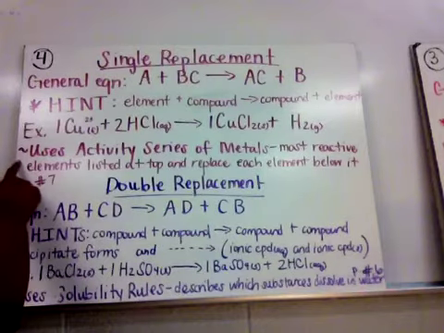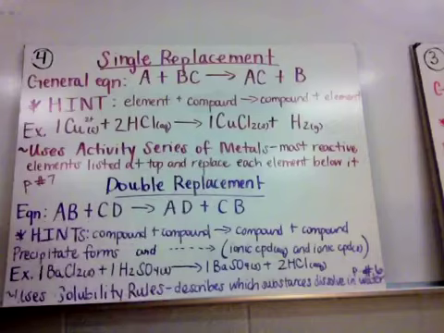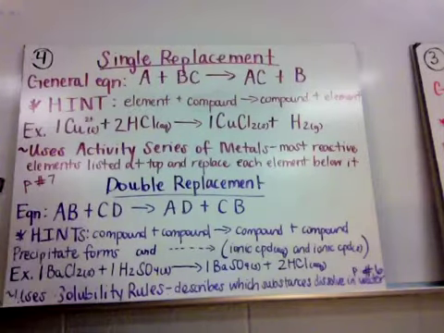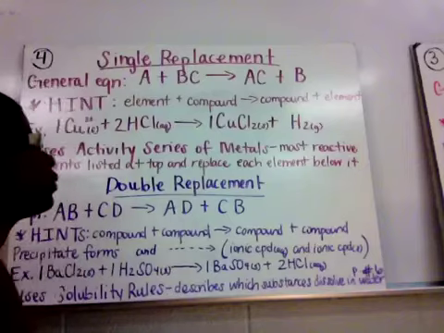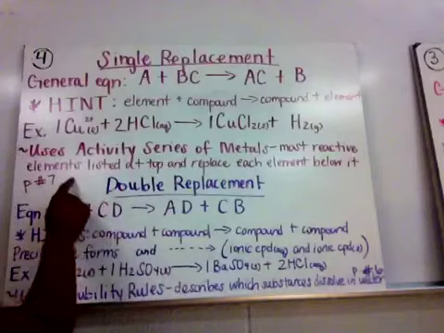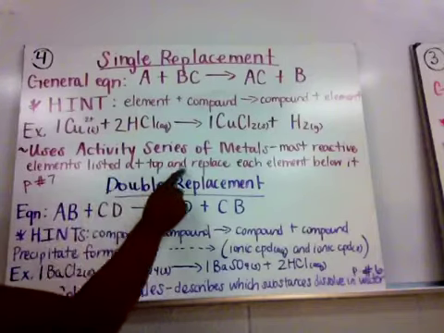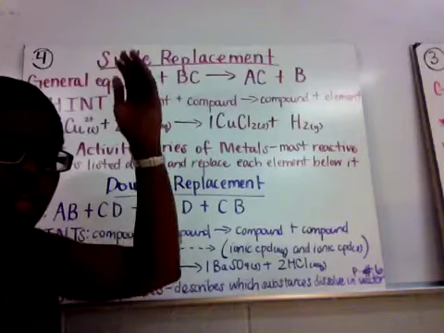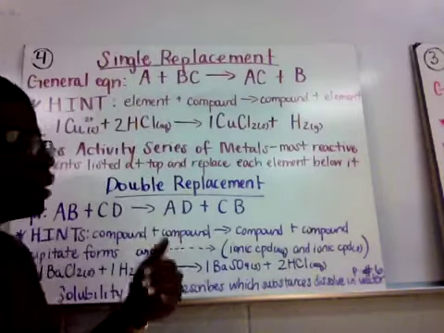Single replacement reactions use what we call the activity series of metals. It's page number 7 on your reference table. You will get an opportunity to use your reference table. So the chart allows you to see the most reactive elements, and they're going to be listed at the top, and then they will replace each element below it. So as long as any of the elements come above, they can replace anything below it.